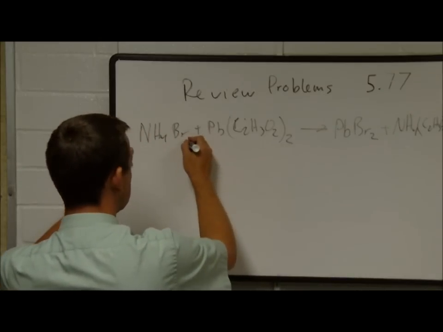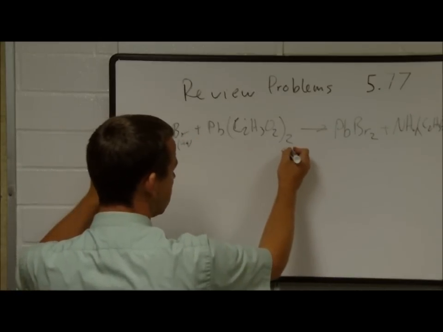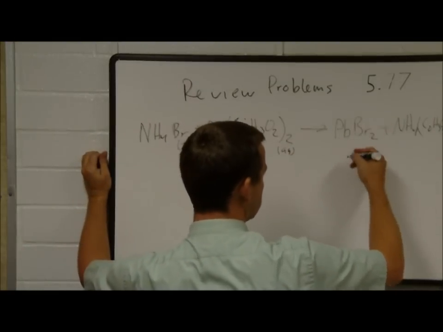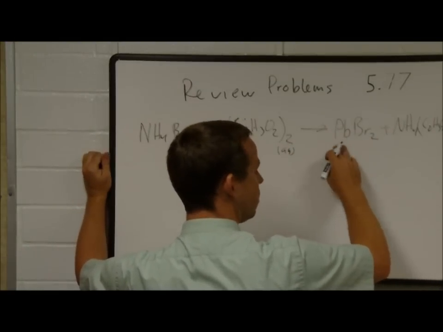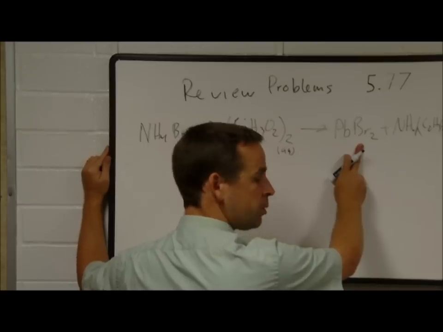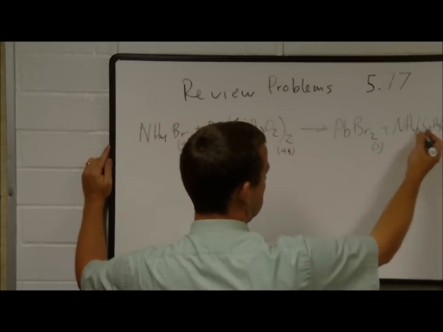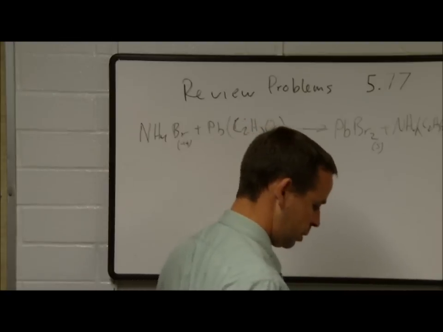this is aqueous, soluble. Acetate ions are soluble. Bromide ions are generally soluble, but not with lead. Halogens are generally soluble salts, but not with lead. So that's an exception. So this is a solid, and this is an ammonium salt, ammonium acetate.